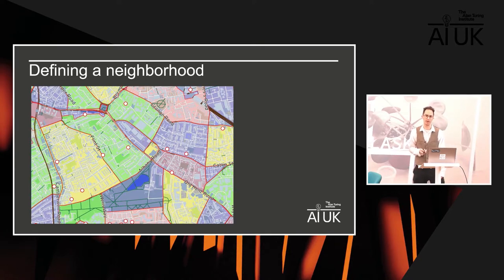So next I want to talk about how to define a neighborhood. These different colors are what the software treats as different neighborhoods, and they may not correspond to a local definition. So in short, it's finding roads that are classified as major in some way, usually A and B roads, and then tracing the area in between.